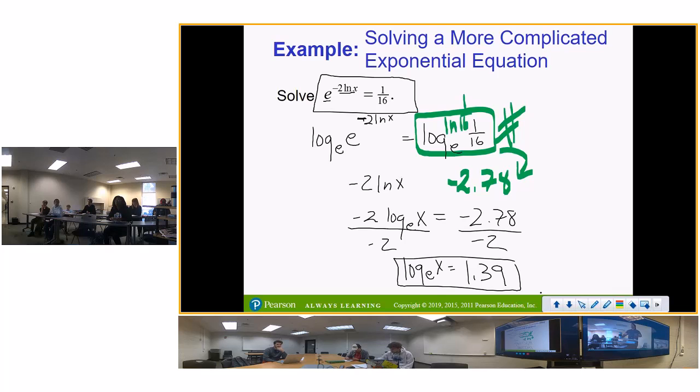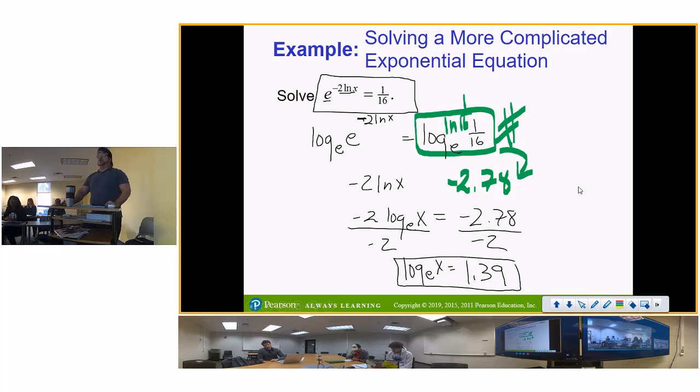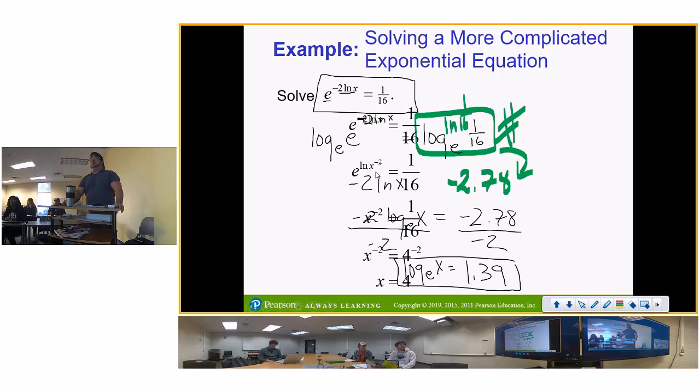So x equals e to the 1.39. Or something like that. There it is. See, they took the natural log of both sides. Natural log, okay, they used the power rule. You could use the power rule.